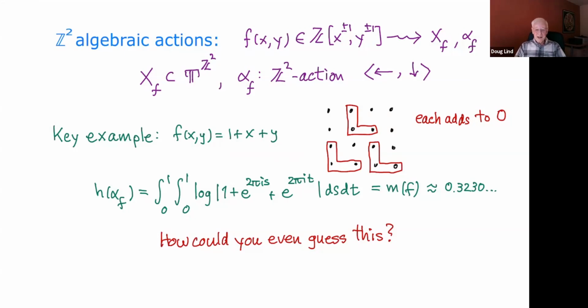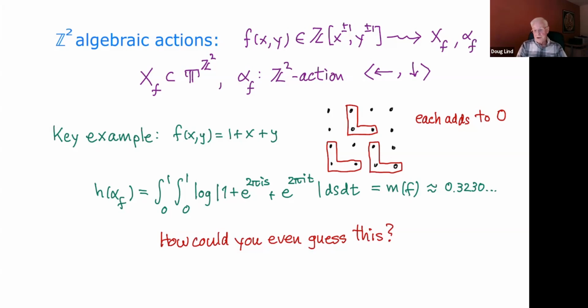So what is this X_f when f is 1 plus x plus y? Well, you look at all elements in T to the Z squared, for which when you add up this and this and this in this L-shaped configuration, you always get 0, no matter where you look. And that defines the group. The automorphisms are just the left shift, that's the left horizontal shift, and the vertical shift down. And those are the two automorphisms that you get.